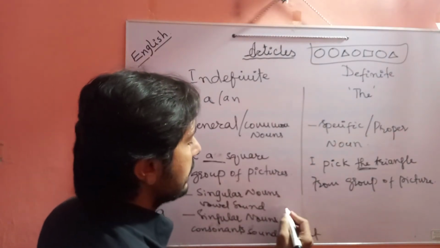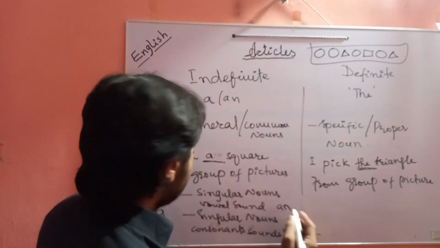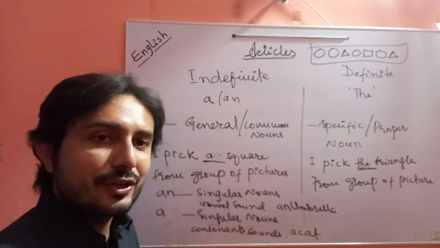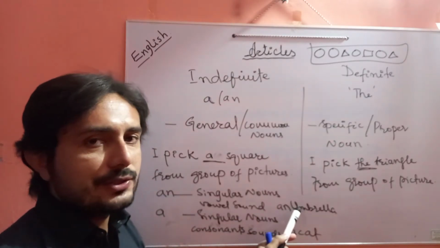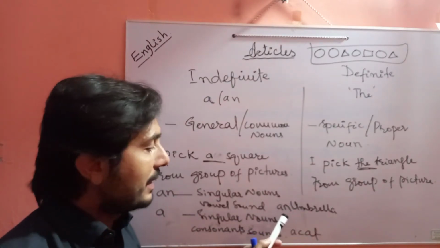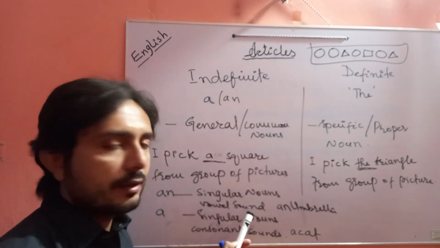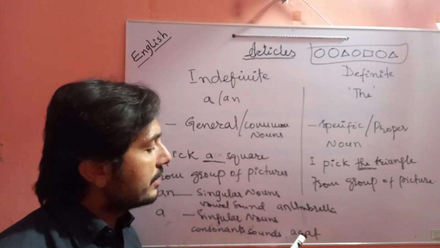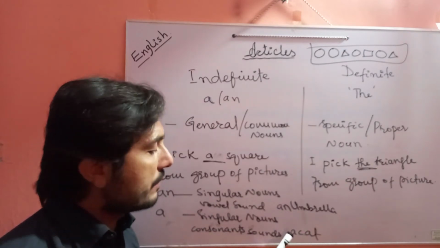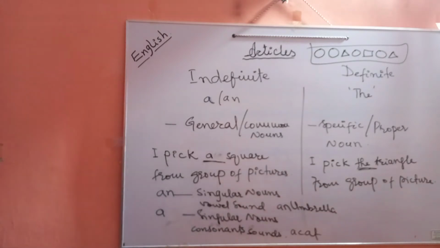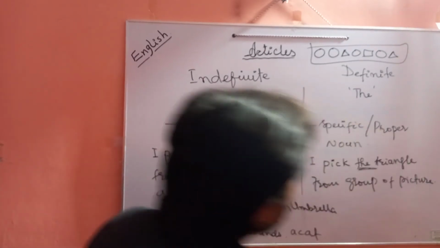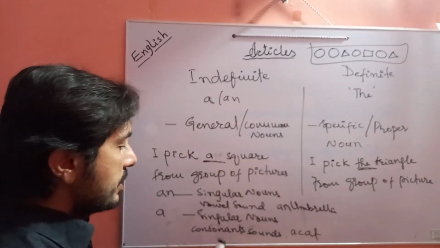However, at the same place, if we have an umbrella, here you can see the sound is a vowel sound, so that's why we use "an". So that is "an umbrella", and it is also a singular noun, but the sound is vowel, so that's why we use "an". And here the sound is a consonant sound, so that's why we use "a". Okay, that was about the indefinite articles. And now let's move towards the definite articles and their uses.